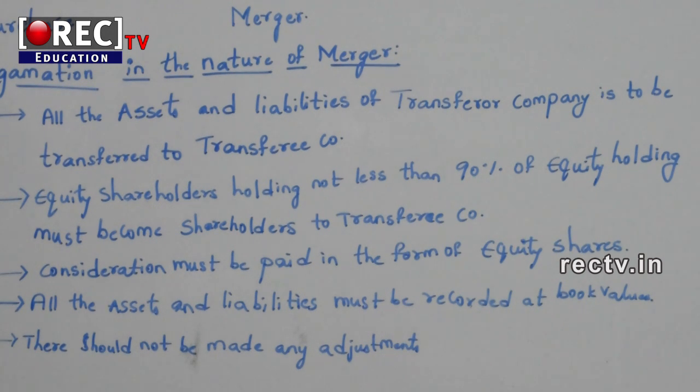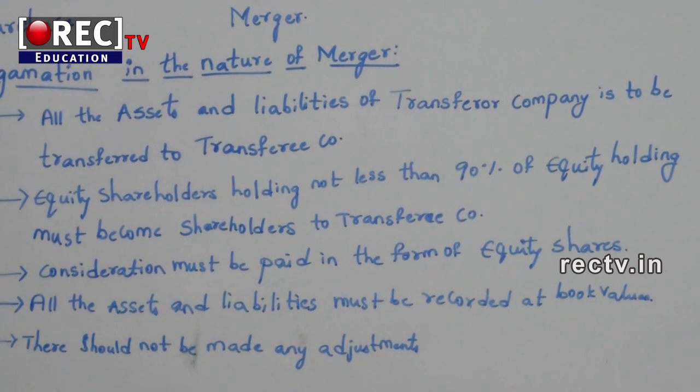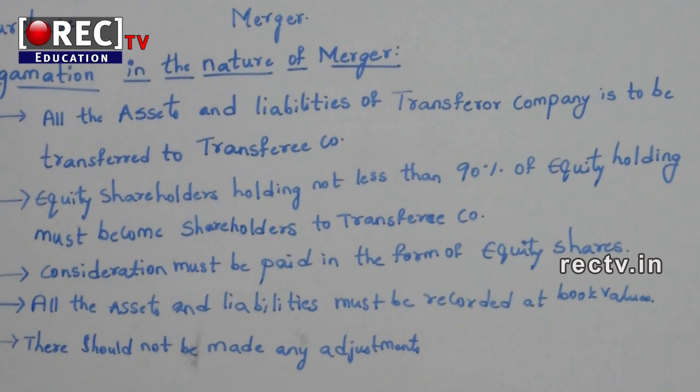And the last condition to become amalgamation as a merger is that there should not be made any adjustments in the books of accounts. So these are the 5 conditions which make amalgamation a merger. Now we can say how amalgamation becomes a purchase.